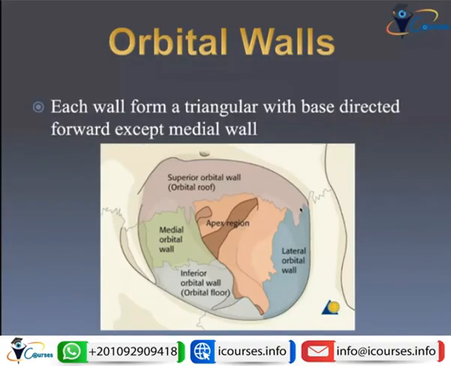We have now 4 walls. Each wall is triangular in shape, so its base is larger than its apex, except for the medial orbital wall. This is also asked in the exams: the medial orbital wall is the only wall that has a quadrangular shape. It is like a quadrangle, not a triangle.